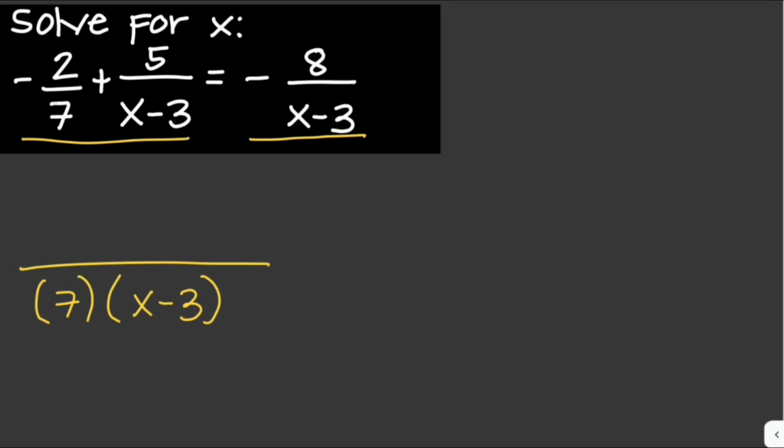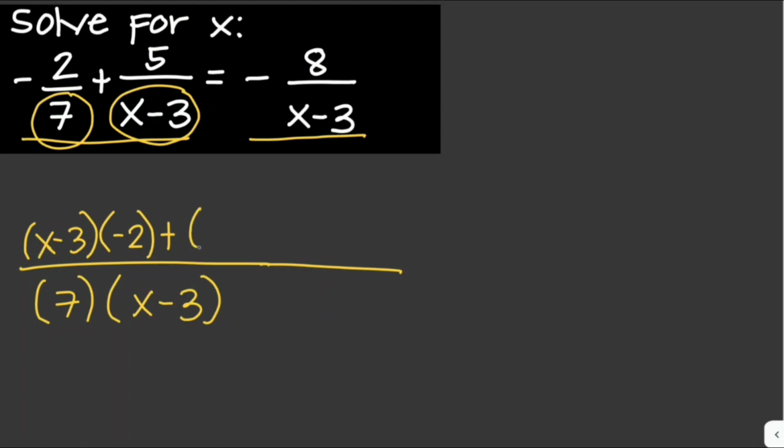So 7 times x minus 3 divided by 7 is x minus 3, multiplied by the numerator, which is negative 2. And then copy the operator sign, plus. Then the next expression, 7 times x minus 3 divided by x minus 3 is 7, multiplied by 5, our numerator. Okay, and then we just copy the expression on the right.